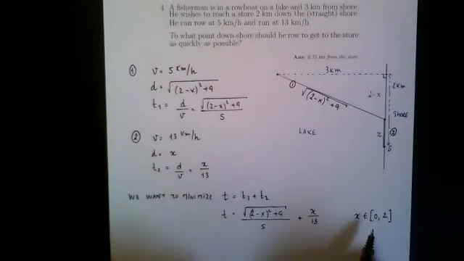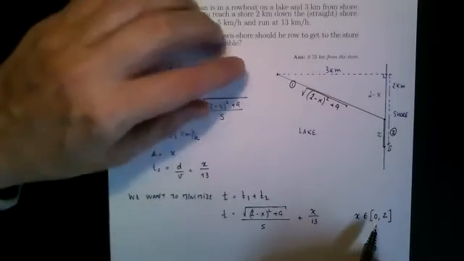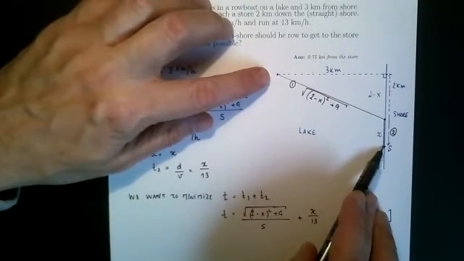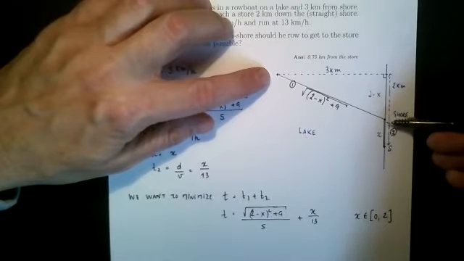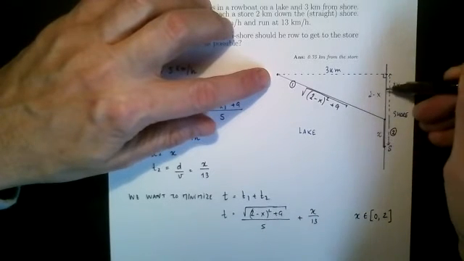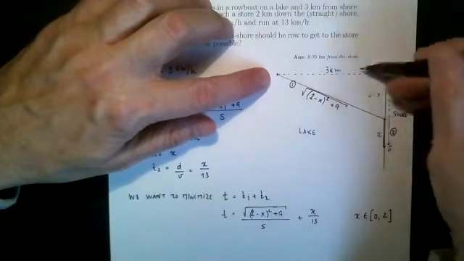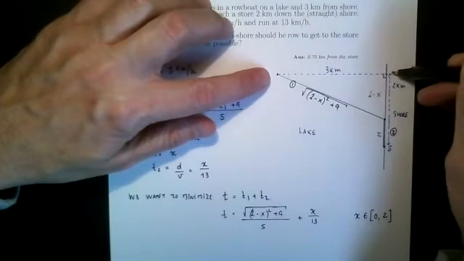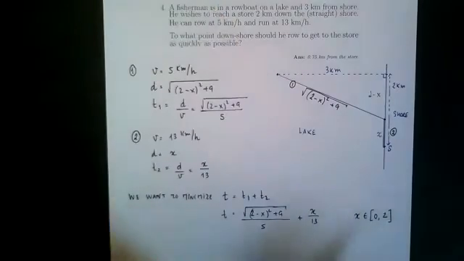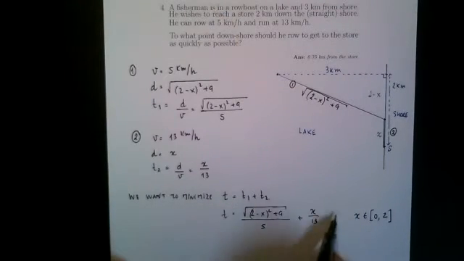Between 0 and 2. So if x is 0, that would mean it's the case where he just rows straight to the store, right? He doesn't hit the shore before the store. And if x is 2, he hits the shore 2 kilometers before the store, so straight down. That means he rows straight down and then runs. And at 0, he just rows to the store. So this is what I need to minimize on this interval.